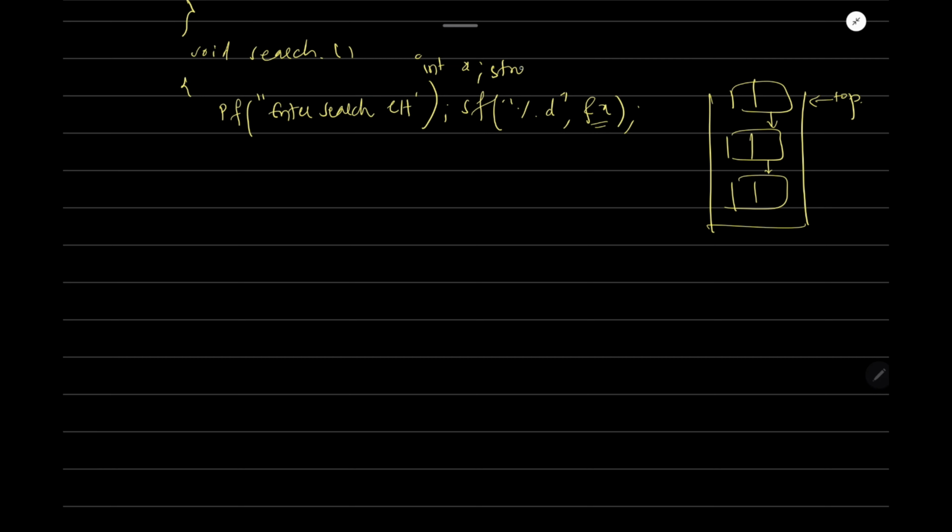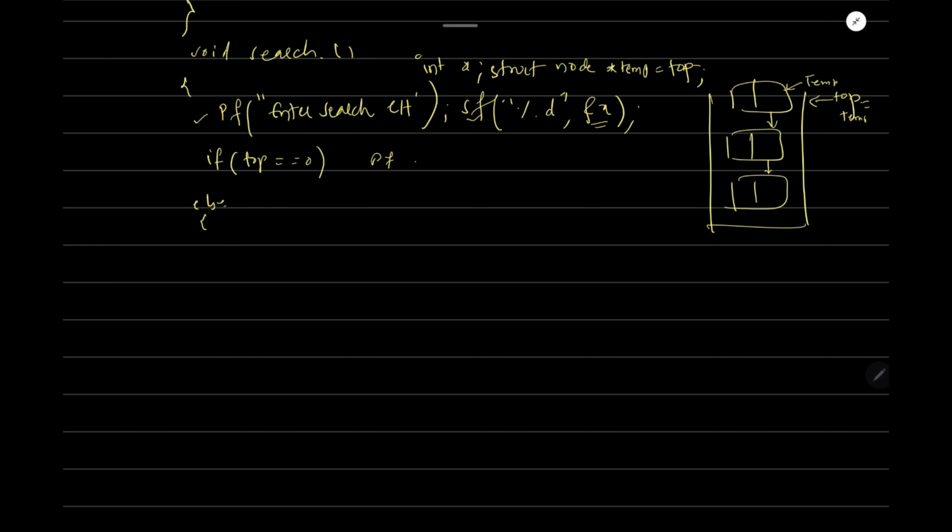I will also initialize one temporary pointer, struct node star temp, where I will be assigning temp to top. So temp is equal to top. Okay, now it is fine. So here also we need to do something. If the top is 0, we need to print that stack is empty. Else, in the other situation, we need to print and scan.